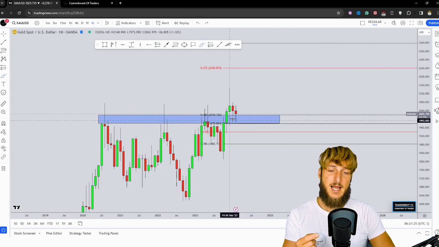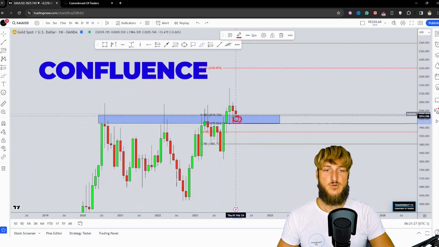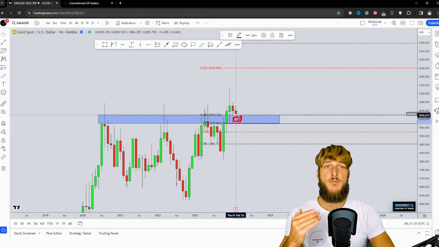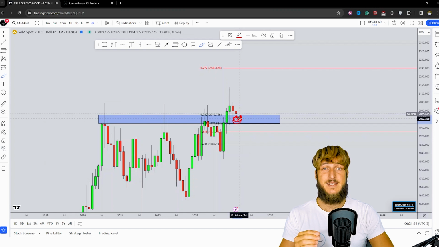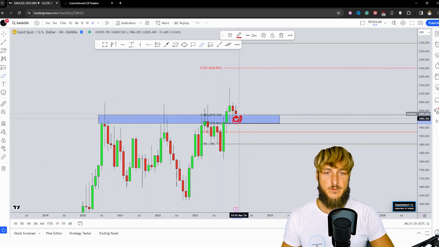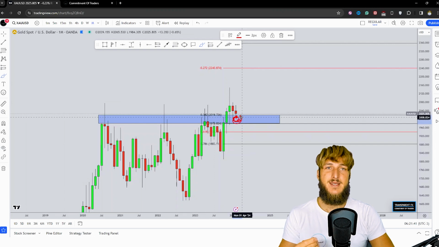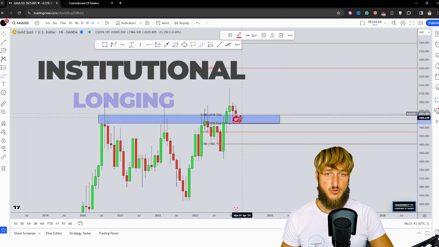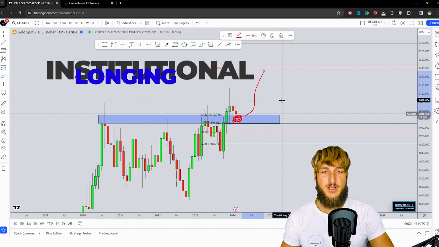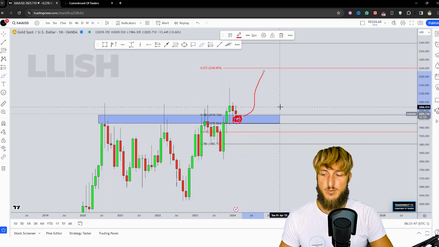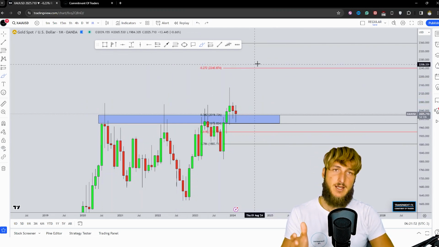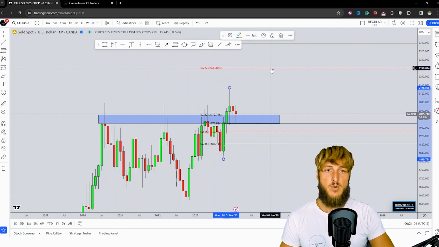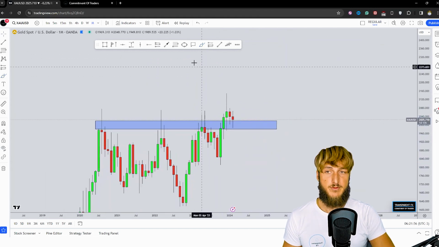This means that actually we have confluence of support inside of this zone because there are multiple layers of support lining up in the same area of price. That is the definition of a confluence of support area. And inside of a confluence of support zone, there is an increased probability of getting institutional longing, which at that point would further increase the probabilities of a potential push higher away from this area. And we will be speaking about institutional longing later on into the analysis when we go and see what we have when it comes to the order flow.